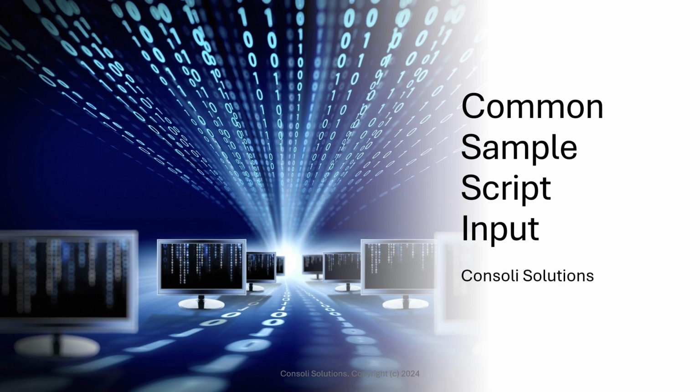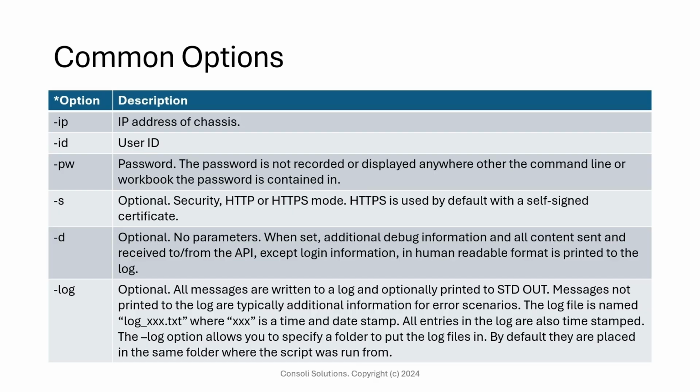So as not to have to repeat discussing the common sample script inputs with each sample script video, I'm going to cover them now. Login credentials are supported on all scripts that need access to a chassis. HTTPS is the default, so I don't expect anyone to ever use the -s option. -d is not normally used. It is supported on all modules that access the chassis and a few others.